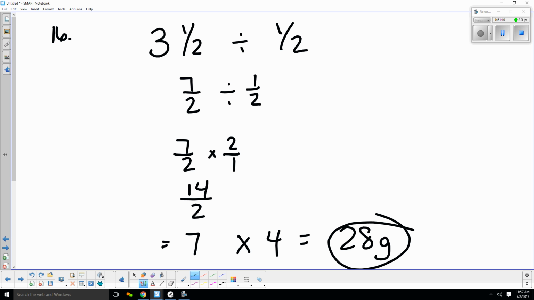All right, 6.7, this is basically adding, subtracting, multiplying, and dividing decimals. So I want you to do 6.7 really quickly. It's 1 through 7.